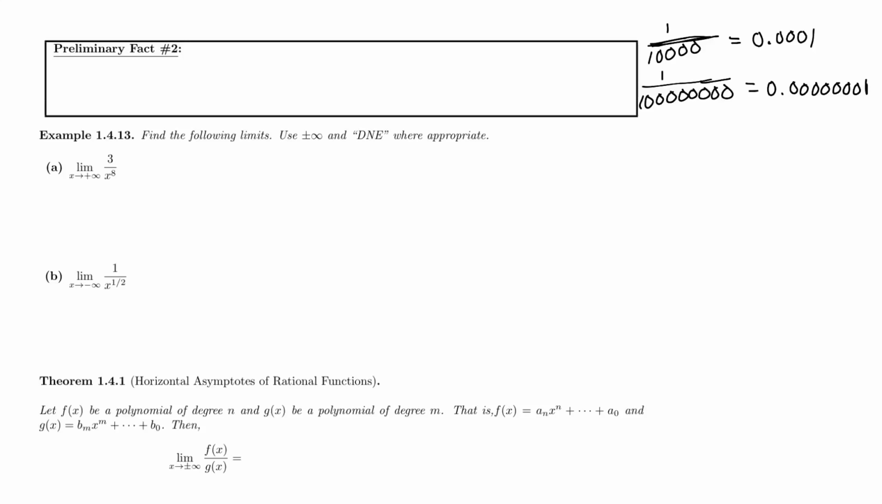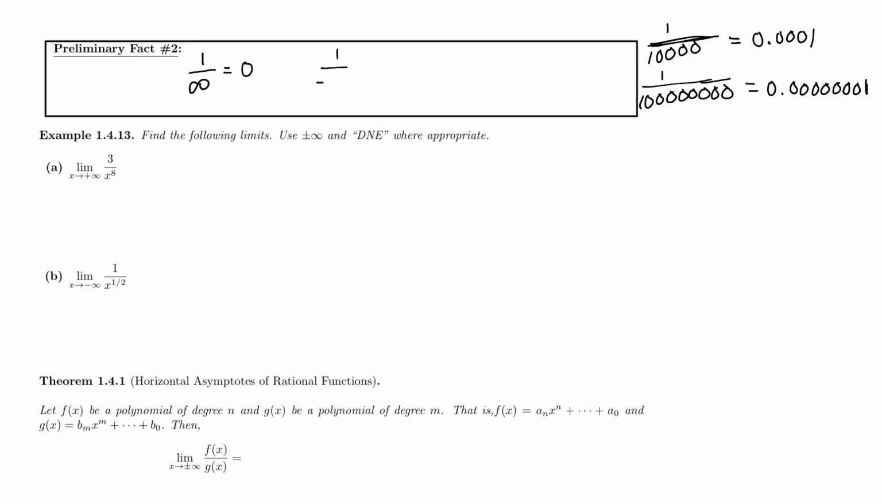So if your denominator gets really big but the numerator is staying really small, then this essentially becomes 0. Like this 0.000, this is a really small number. This is essentially 0. If the number on the bottom keeps getting bigger and bigger, this is going to go to 0. So preliminary fact number 2, 1 over infinity is 0.